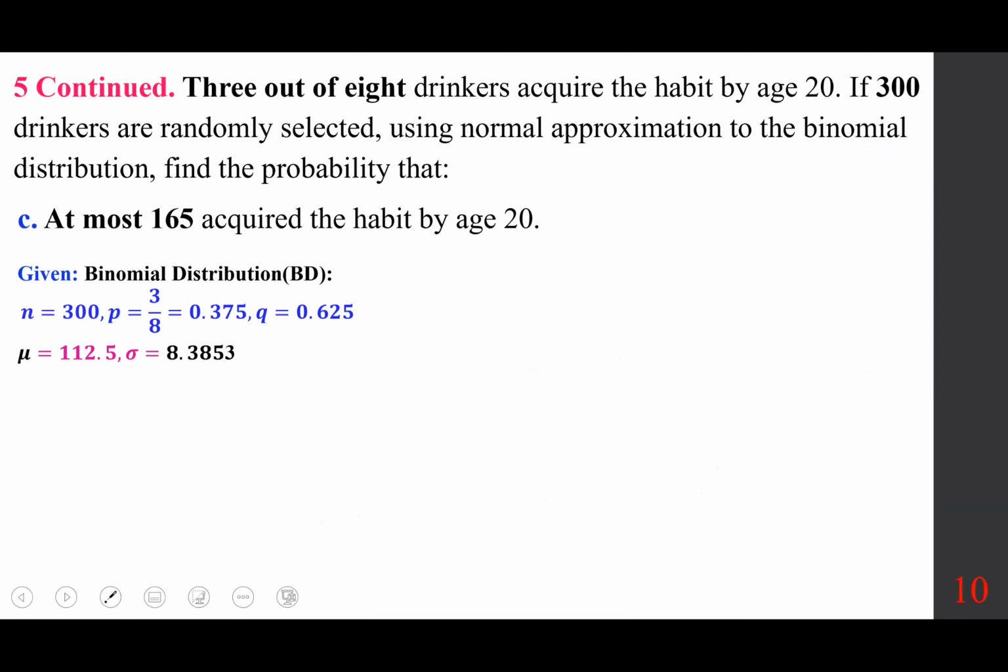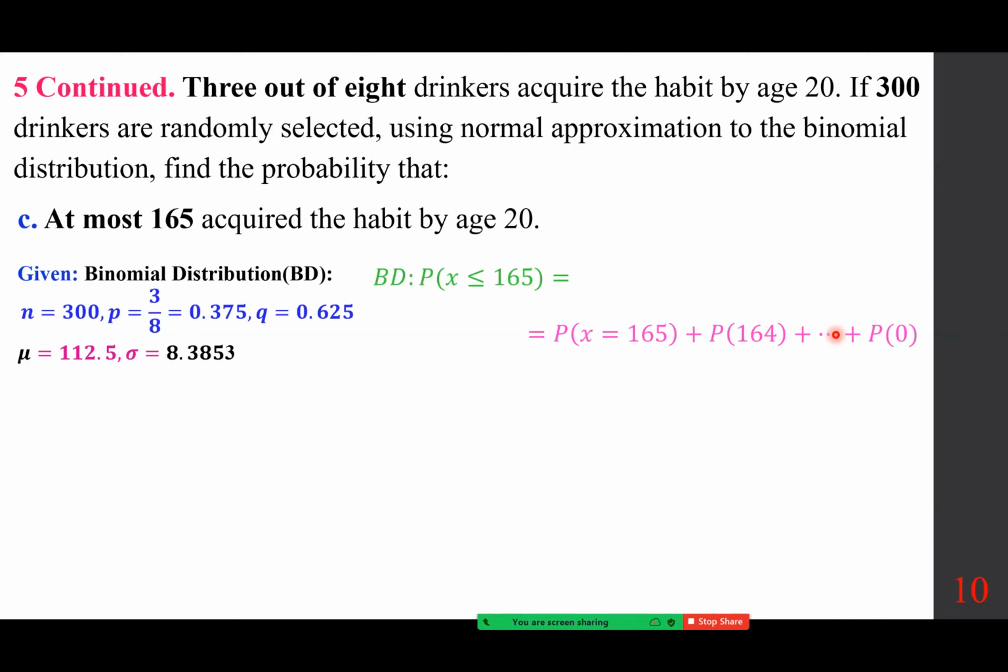Same question, at most 165. So again, this is the information from the previous page: n, p, q, mu, sigma. We write all the information handy. And we want a binomial distribution such that the probability of x is less than or equal to 165. What does it mean? We want the probability of x to be 165 and then 164 all the way to 1. So the endpoint of interest, the very first one, is 165.